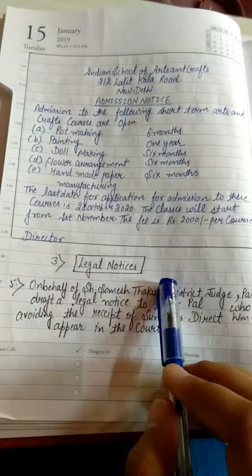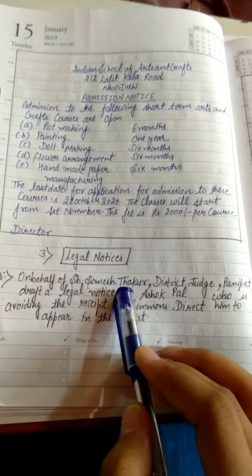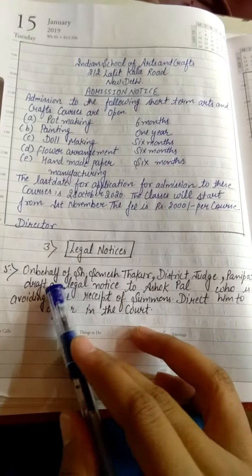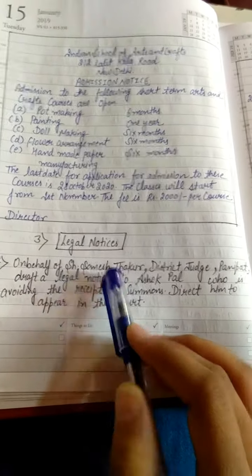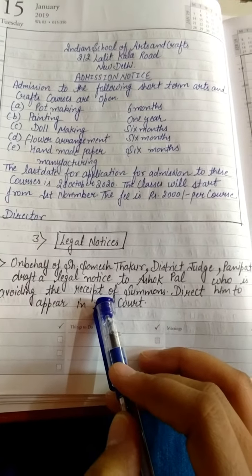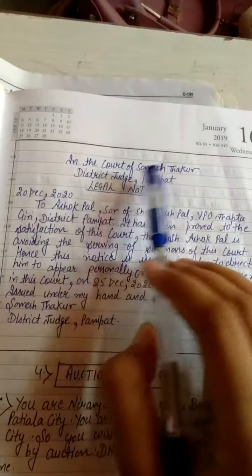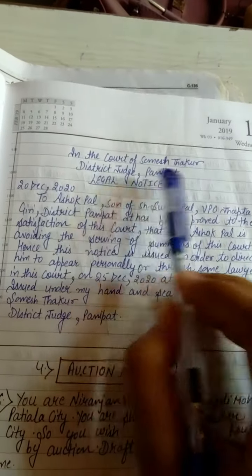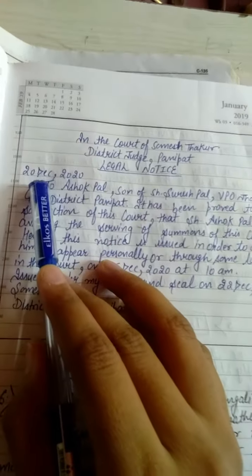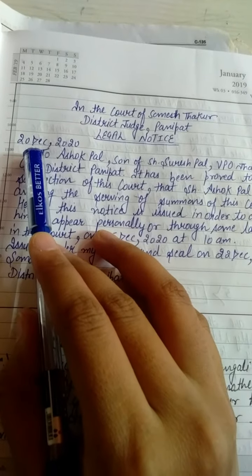After that, legal notices. On behalf of Shri Somesh Thakur, District Judge Panipat, draft a legal notice to Ashok Pal, who is avoiding the receipt of summons. Direct him to appear in the court. In the court of Somesh Thakur, District Judge Panipat, legal notice. You can mention the date 20 December 2020.